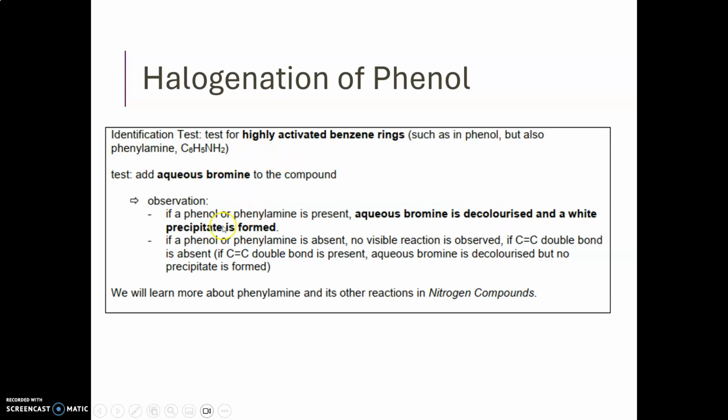So for example, if it's phenol reacting with aqueous bromine, we're going to get 2,4,6-tribromophenol, which is an insoluble white solid. That's why it appears as a white precipitate.